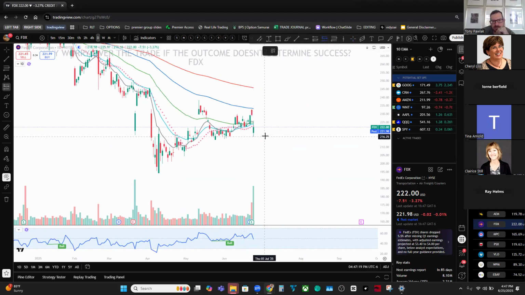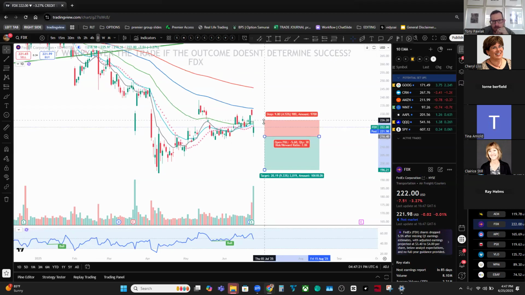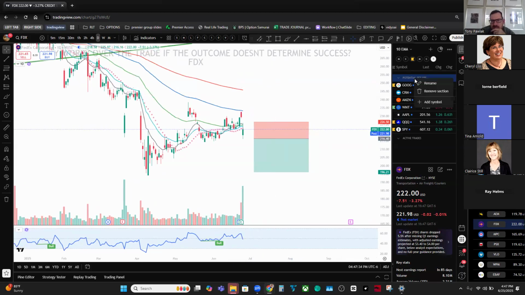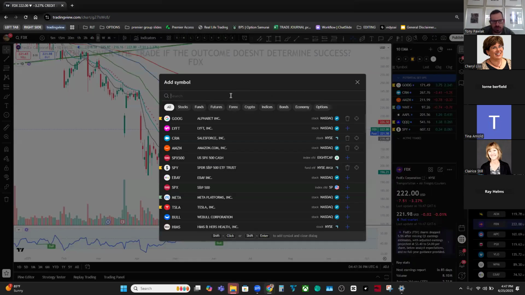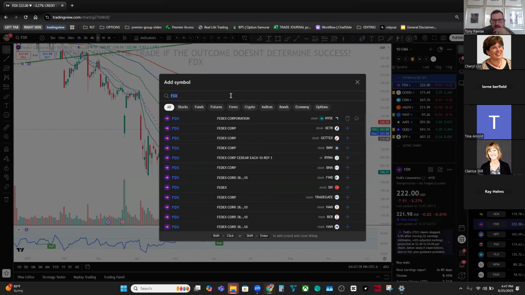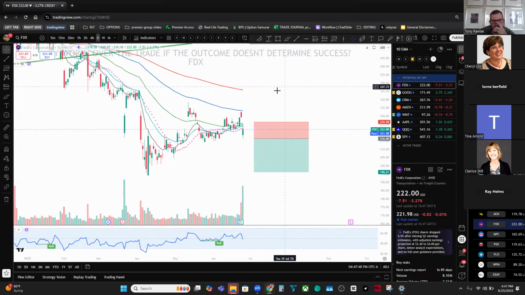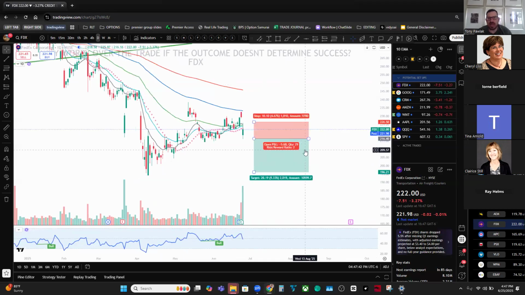It's not terrible. It's a little bit tight of a stop, but right at the support, you get 2Rs. I think that would work. So FedEx again would be another potential play here that we could be looking at. Well, we found a handful actually.